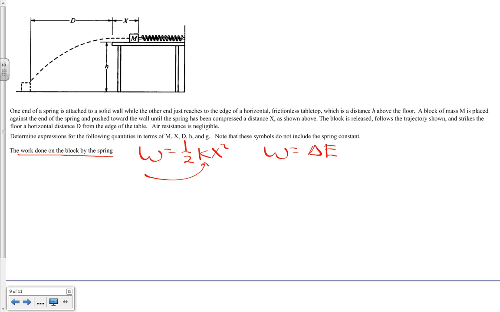Without the spring constant, we can't use anything with the spring constant. And there's no way to figure out the spring constant because the next part says, what's the spring constant? So you're expected not to know it at this point. So you have to look at the only other way we know how to solve for energy, or work rather, and that is the change in energy. Well, what's changing energy here? What's the only thing in the question that could possibly change energy? The block.